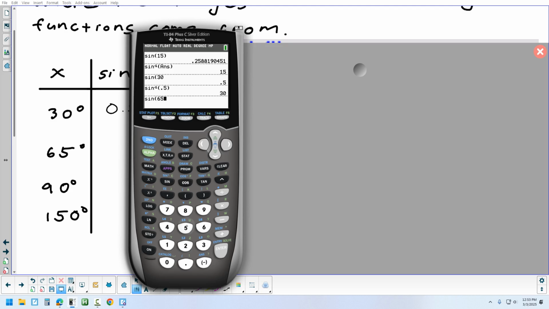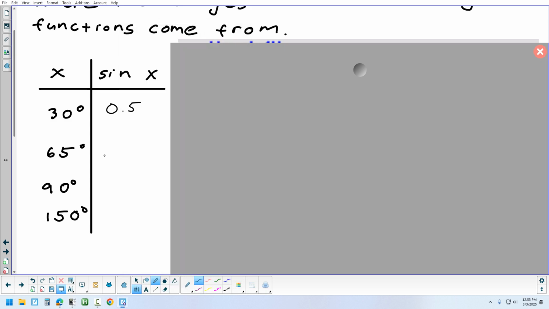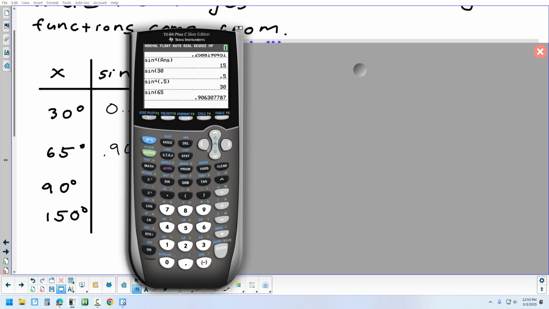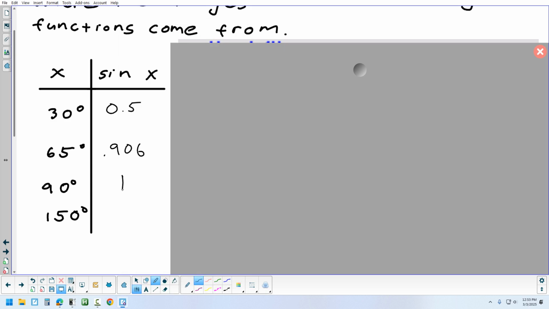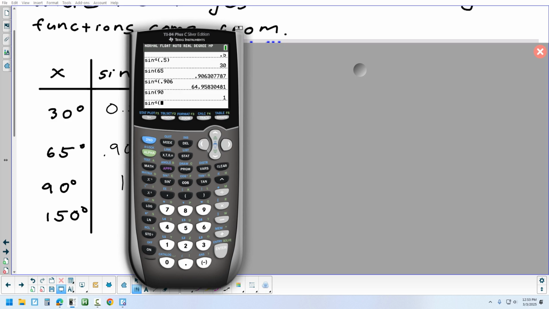If I do sine of 65, I get about 0.906. Now, what would happen if I do inverse sine of 0.906? I'll get back 65 or about 64.9 because I rounded it. It's a little bit off. Let's do the sine of 90. We get 1. And what if I do the inverse sine of 1? 90. I will get exactly 90 because that's not rounded.